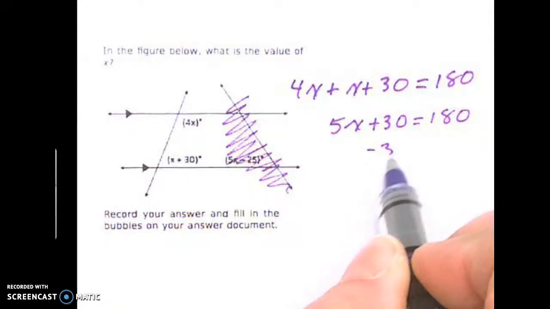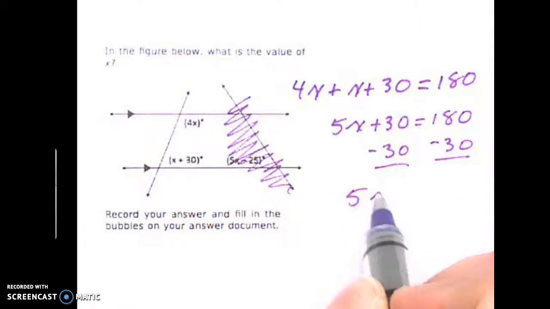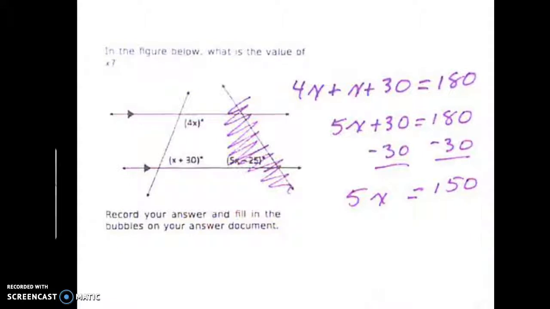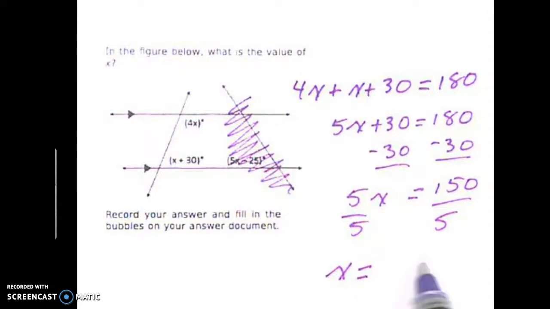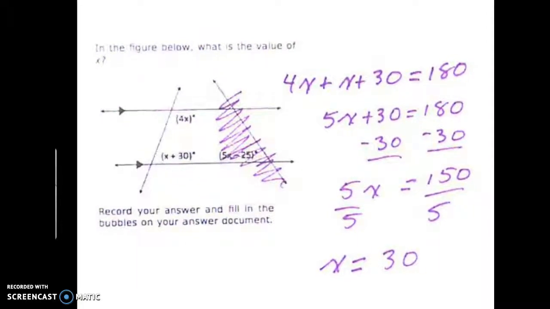We need to subtract 30 from each side of the equal sign. That gives me 5x equal to 150. The last step is to divide by 5, and that will give you your value of x equal to 30. Please make sure that you're recording that properly when you bubble it in. On this review, we don't have a bubble in, but you will have 3 or 4 on your actual exam.